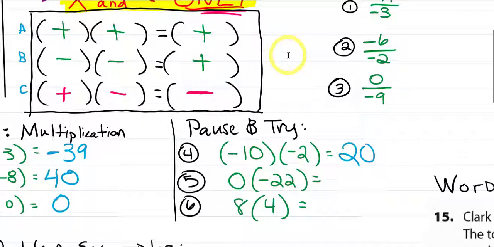Number 5, 0 times -22. It's like the example we did on number 3. We're multiplying by 0, so my answer is going to be 0, and there will be no sign applied to 0. Number 6 is a situation like A, where both of the numbers are positive numbers. Positive 8 being multiplied times a positive 4 is going to give me a positive answer, and 8 times 4 is 32.